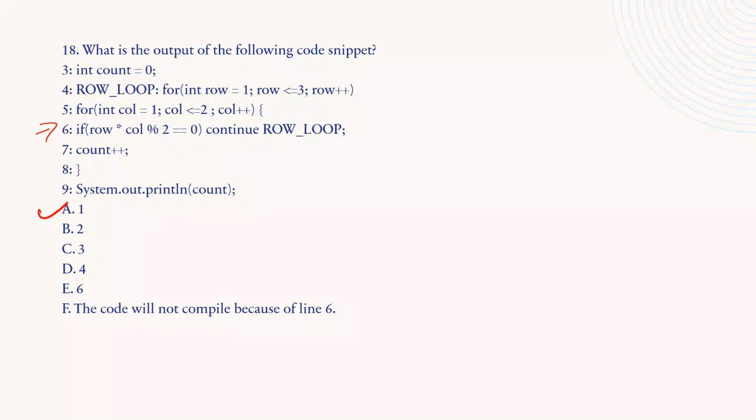On the first iteration, row equals 1 and column equals 1. So the expression on line number 6 is false. No issues. The continue is not executed, and count is incremented to 1. So we can just say count equals 1 now, because count plus plus is happening.